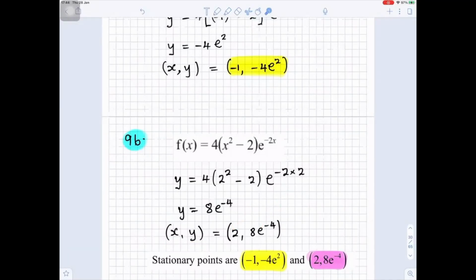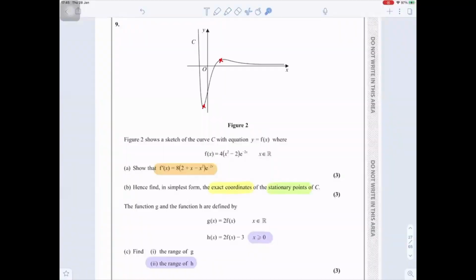So your stationary points, there's 2 of them: -1 and -4e squared, and 2 and 8e to the -4. Always give the x and the y, x and the y. Question 9c. Find I the range of G and the range of H.